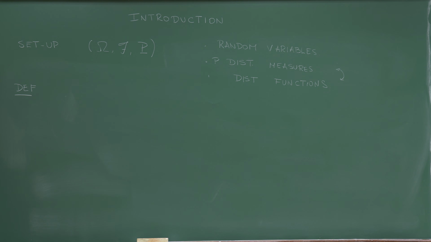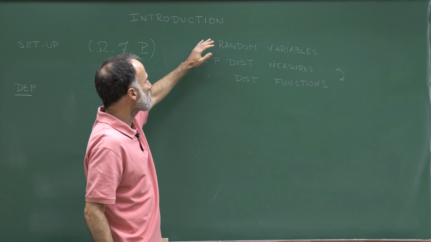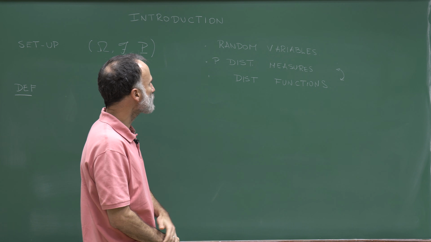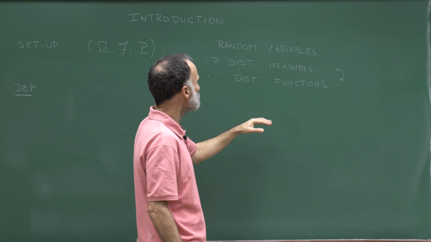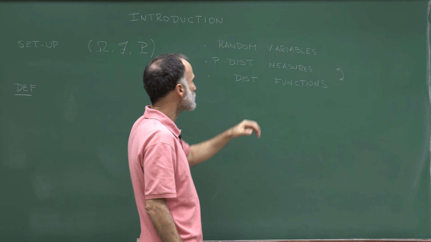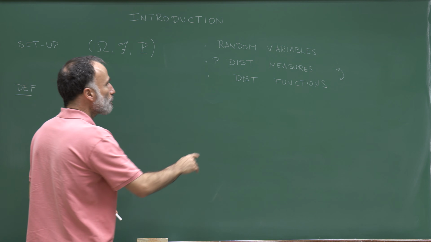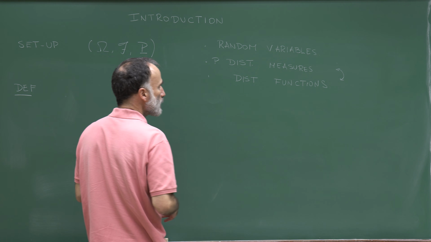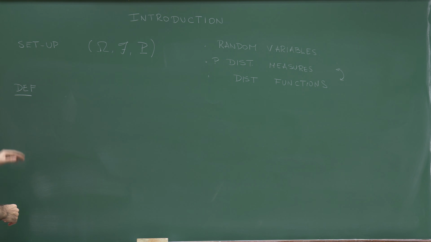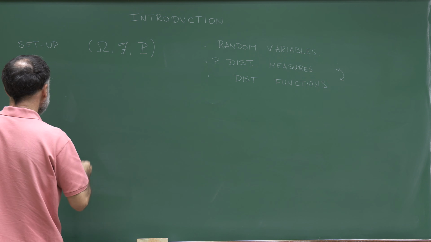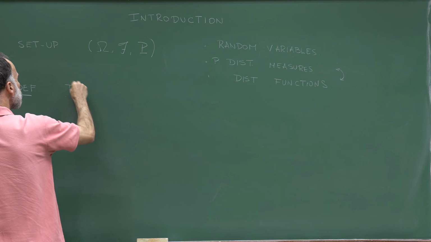So up to this point, we introduced random variables, probability distribution measures, and distribution functions, and we have seen that there is a one-to-one correspondence between distribution measures and distribution functions. Now I want to present several types of distinct distribution functions, and for that I will define what are discrete random variables.